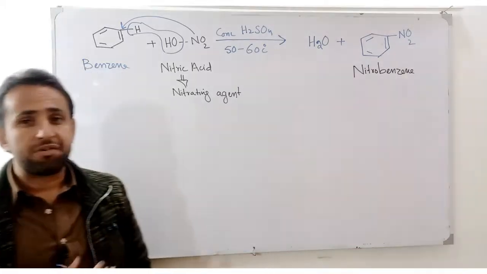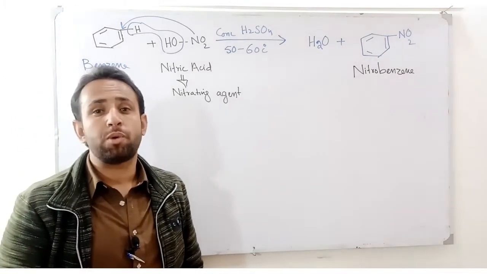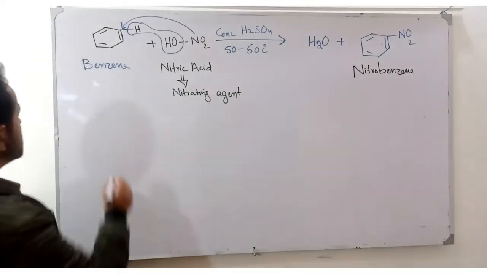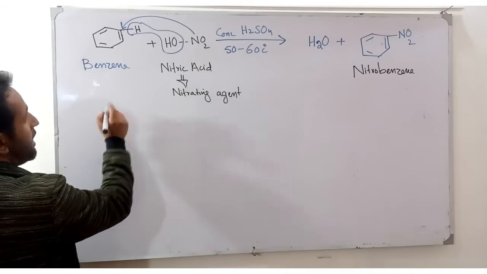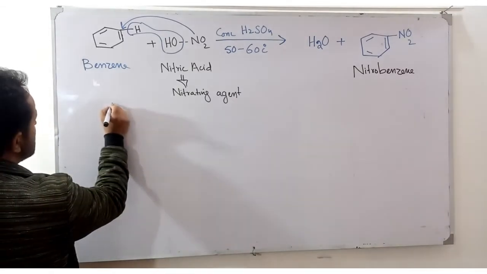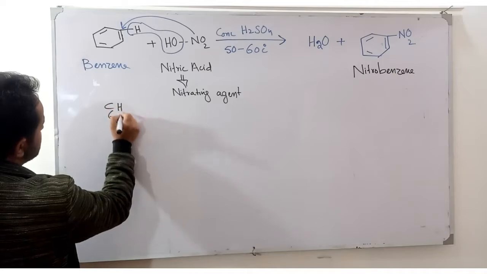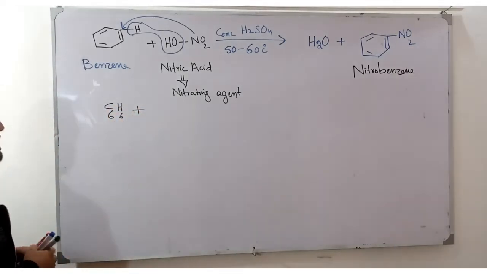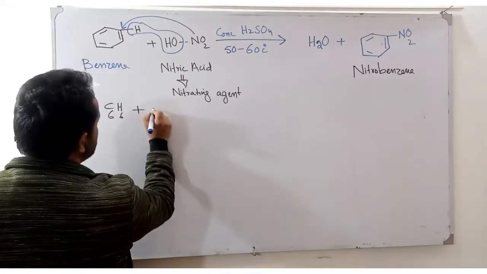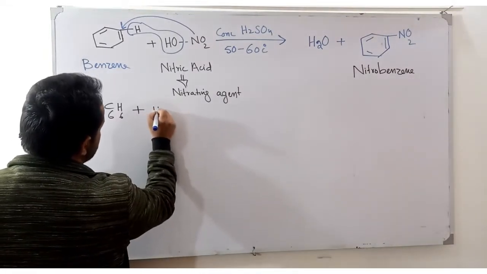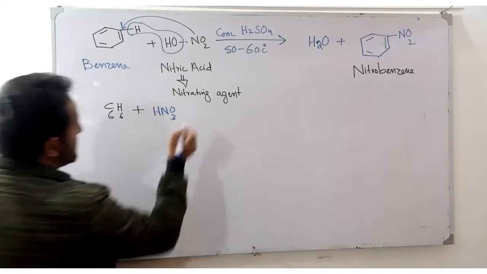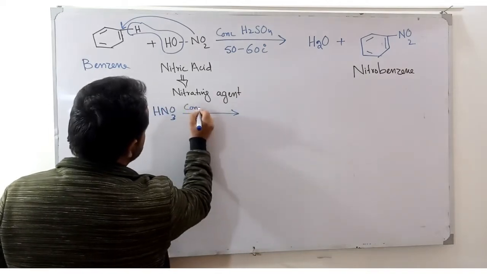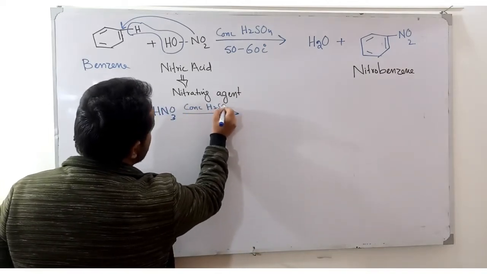If I write this reaction in condensed form, then what will happen? We can also write this reaction in condensed form. Suppose I am writing this equation in condensed form. Suppose this is a benzene molecule, C6H6. With this benzene molecule, I am using a nitrating agent, that is HNO3, concentrated nitric acid. Again, I am using concentrated sulfuric acid as a catalyst.